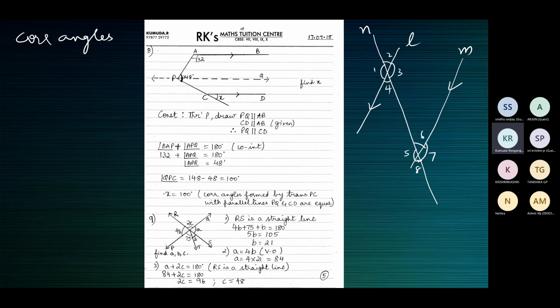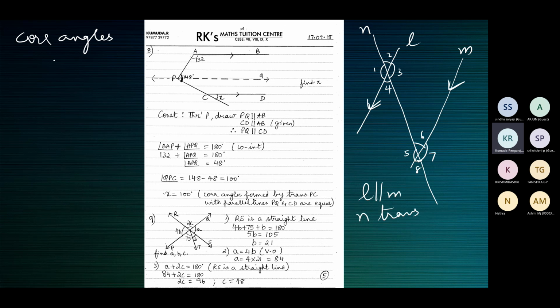N is a transversal. Very good. L and M are the parallel lines because it's marked. See here, L and M are the parallel lines. And N is the transversal because it intersects both the lines. N cuts both the lines. So it's a transversal.